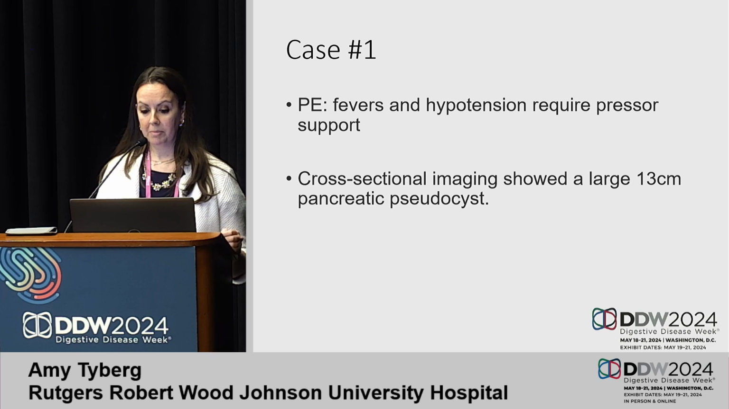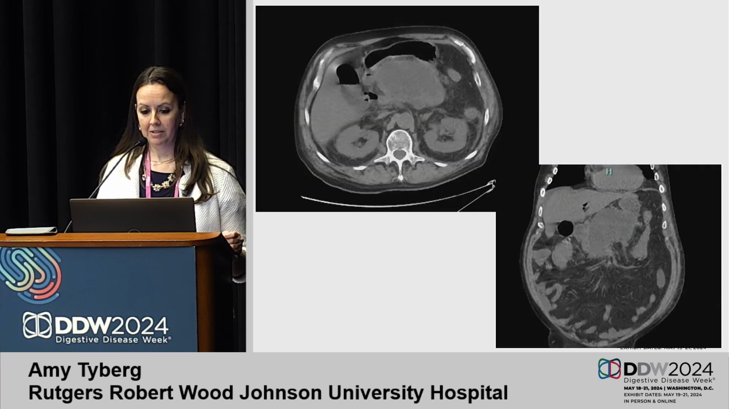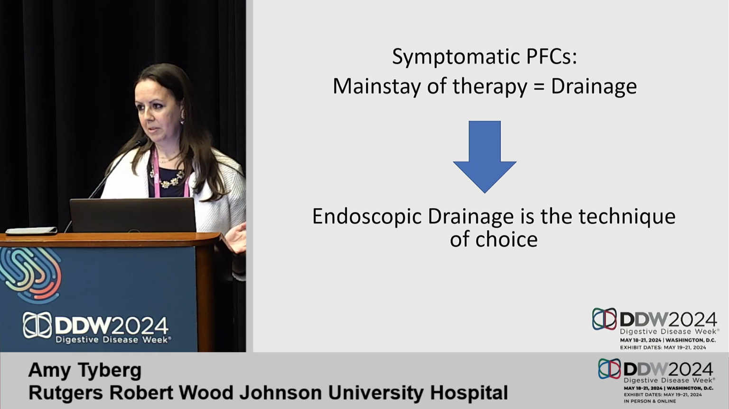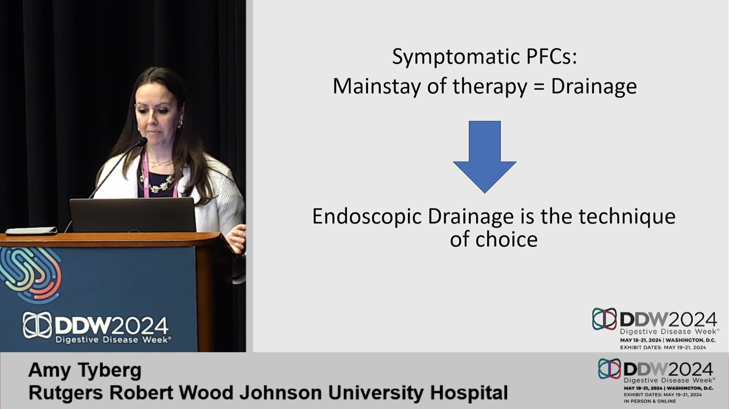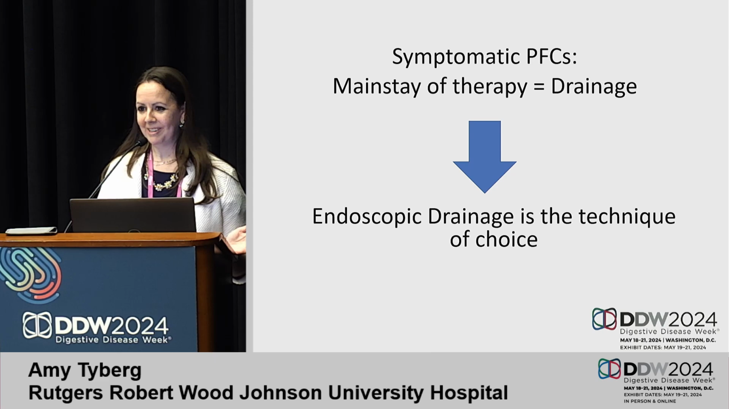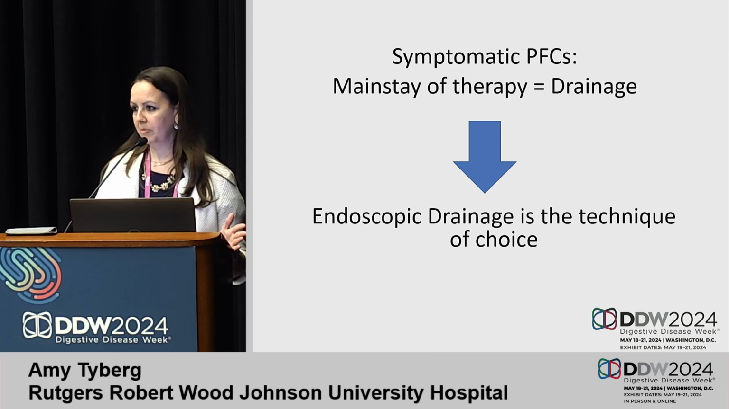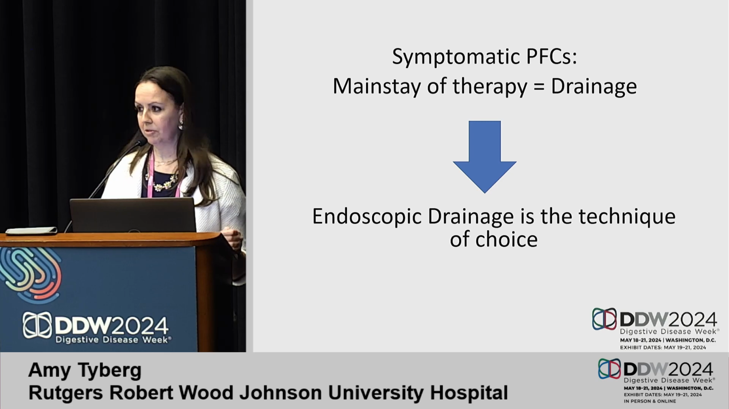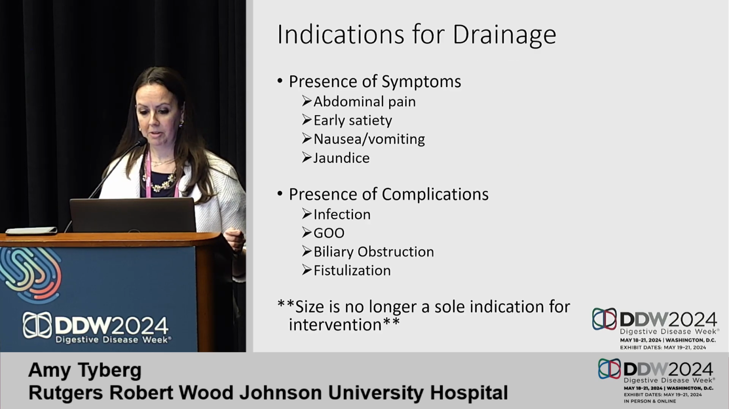When cross-sectional imaging was performed, it showed that he had a large 13-centimeter pancreatic pseudocyst, which you can see here on imaging. So when we think about patients like this, it's a pretty classic story for a patient who is going to come in with a pancreatic fluid collection. Really, the mainstay of therapy for these patients is drainage. As was mentioned earlier, we start with the minimally invasive approach and generally do a step-up approach, and that generally means starting with endoscopic drainage as the initial treatment of choice.